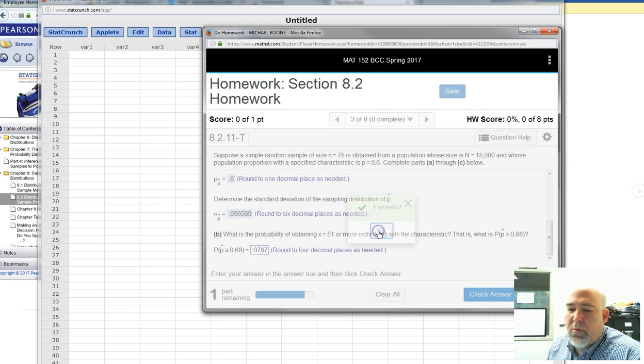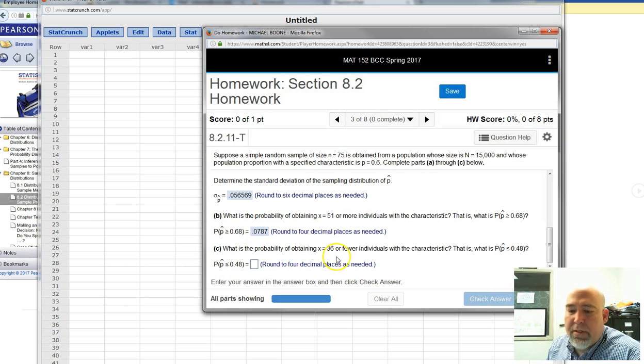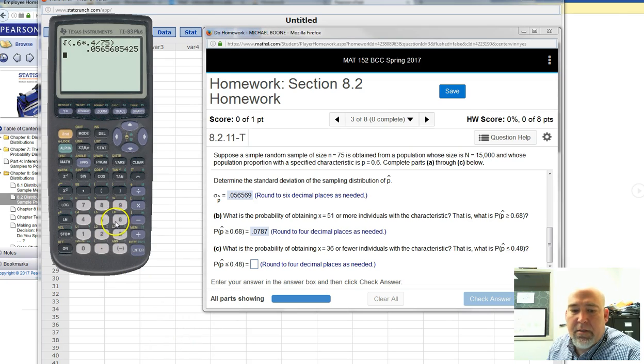So awesome. We got one part remaining, and in this part, it's asking for a different one. So 36 out of the 75, which again would give us that 0.48. 36 out of the 75, so that's where that number is coming from, right? And they want to find out the probability that's less than that. So again, just go back to StatCrunch. We're dealing with 0.48 versus the 0.68 this time, and it's less than to find that probability.